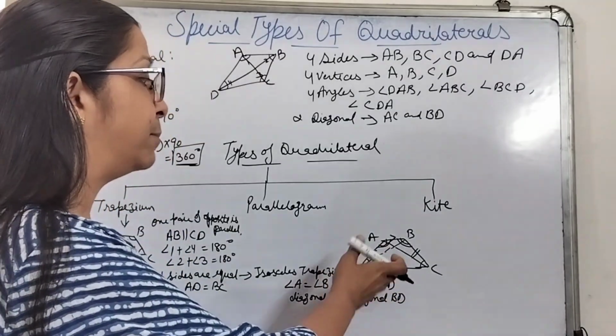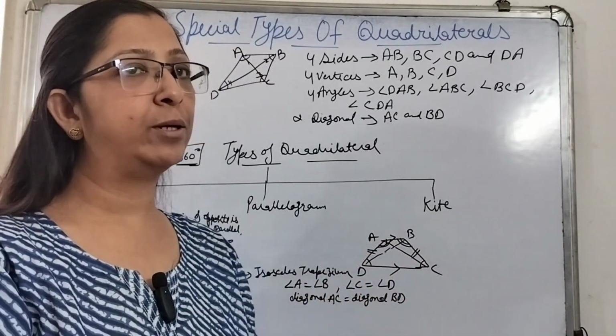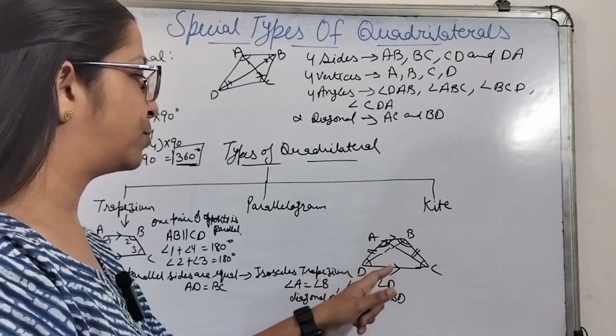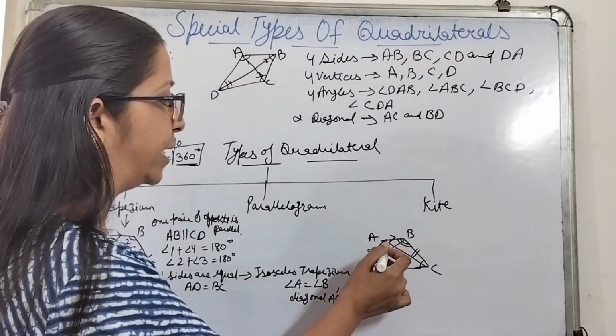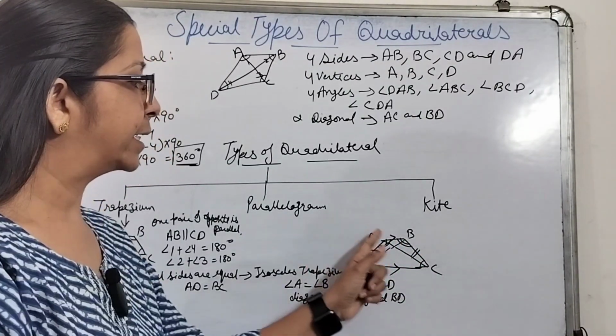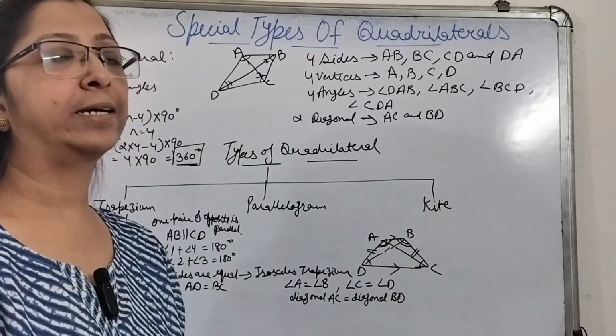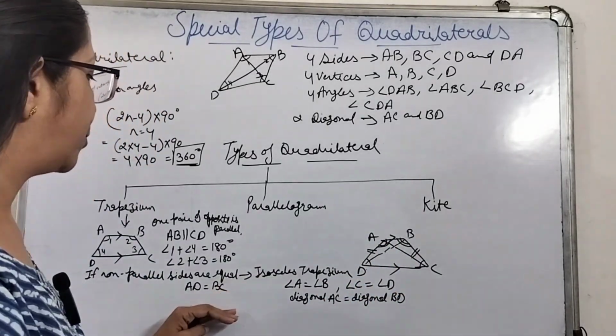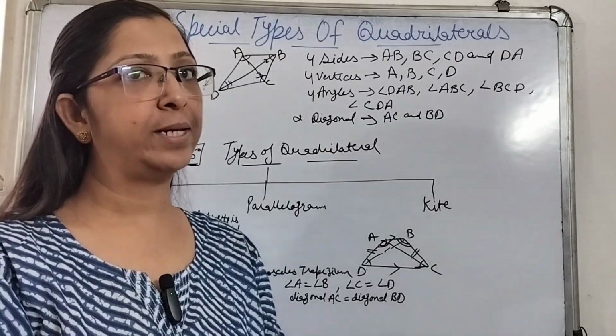It is a trapezium, but it will hold some special properties because it is an isosceles trapezium. That's the reason angle A will be equivalent to angle B, angle C will be equivalent to angle D, and diagonal AC will be equivalent to diagonal BD. These are the properties of an isosceles trapezium.